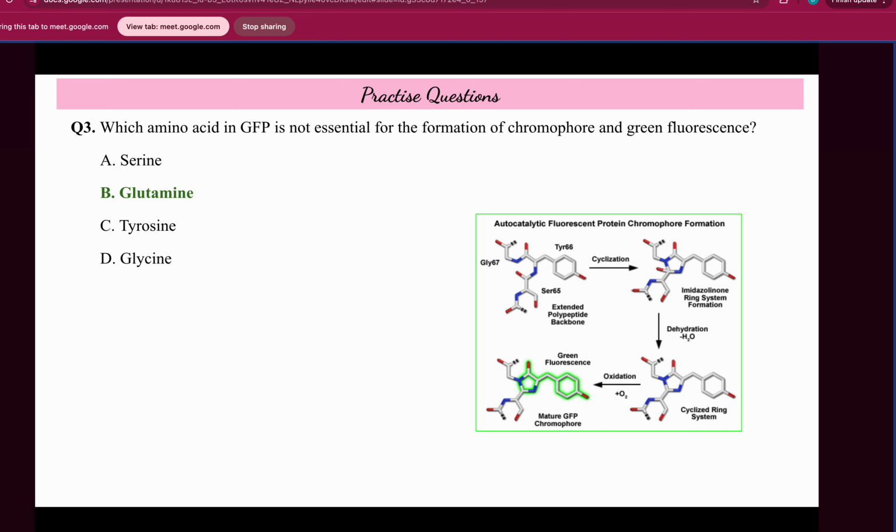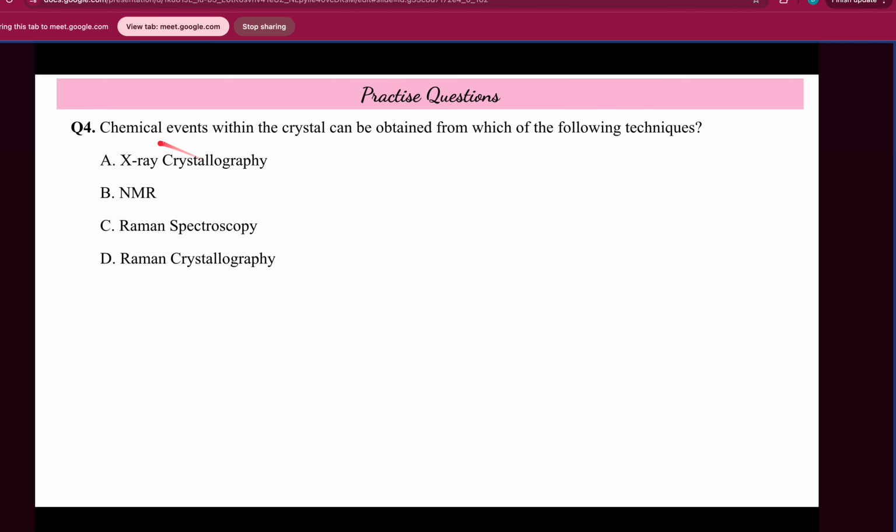Okay, now let's see. The right answer is glutamine because the three amino acids which are important were serine, tyrosine, and glycine, which we have seen here. Serine at position 65, tyrosine at position 66, and glycine at position 67. Next question is chemical events within the crystal can be obtained from which of the following techniques? X-ray crystallography, NMR, Raman spectroscopy, and Raman crystallography.